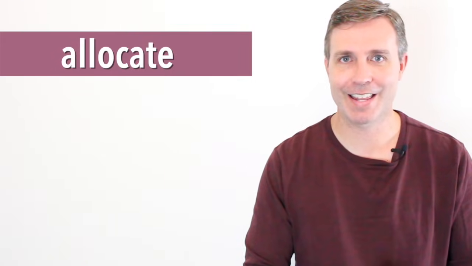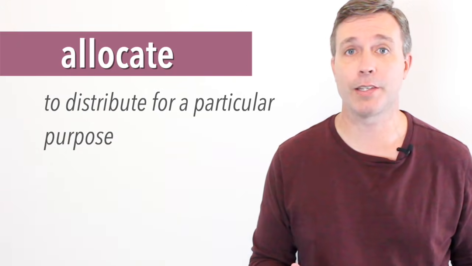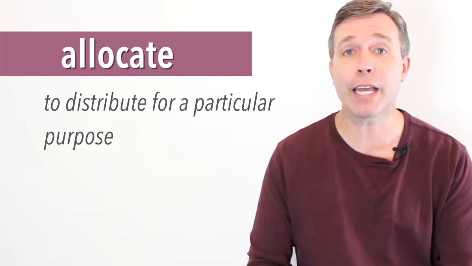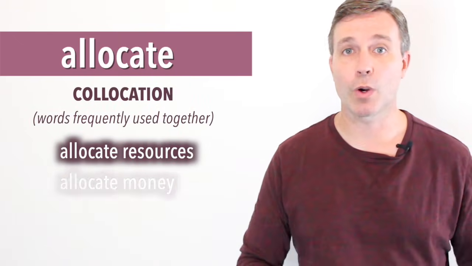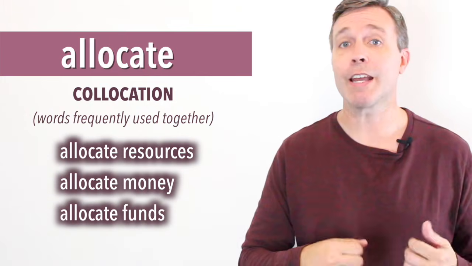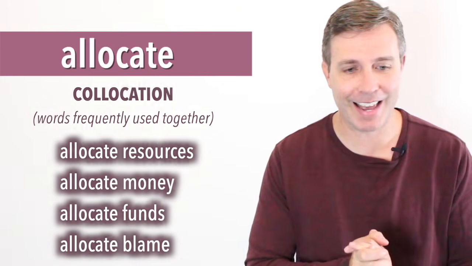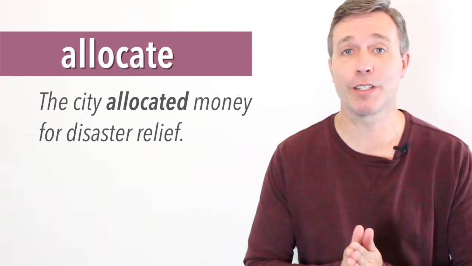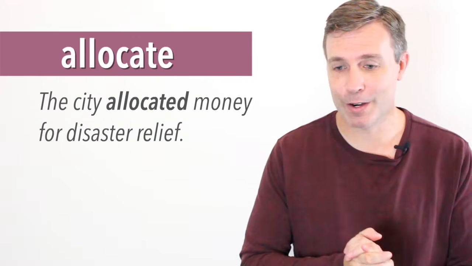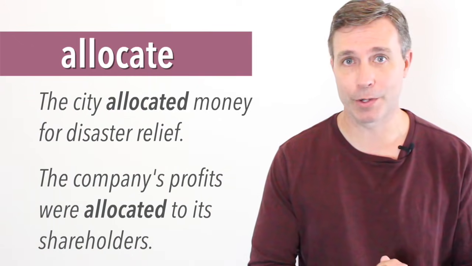Then we have the verb allocate. And this means to distribute something for a particular purpose. And there are some great collocations with this verb. You can allocate resources, or allocate money, or allocate funds, or even allocate blame. I could say the city allocated money for disaster relief, or the company's profits were allocated to its shareholders.